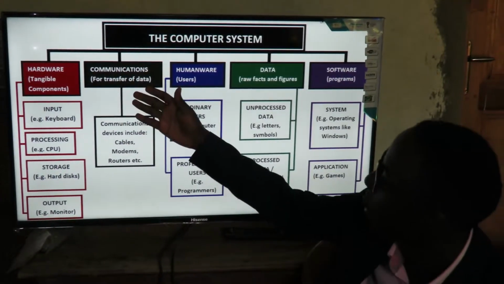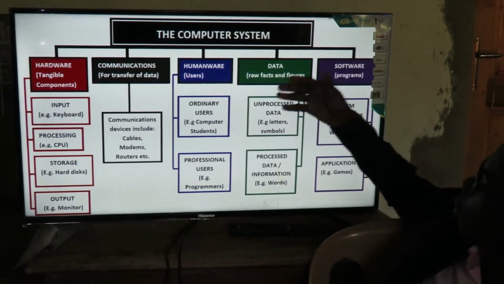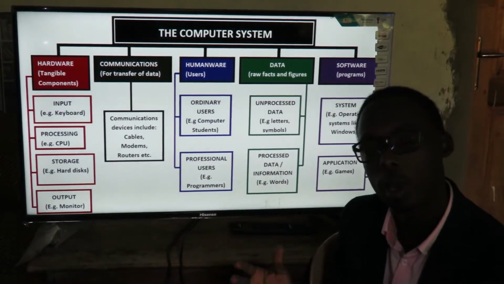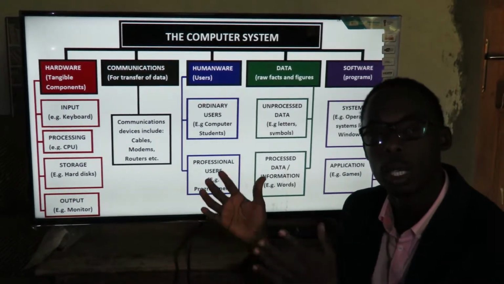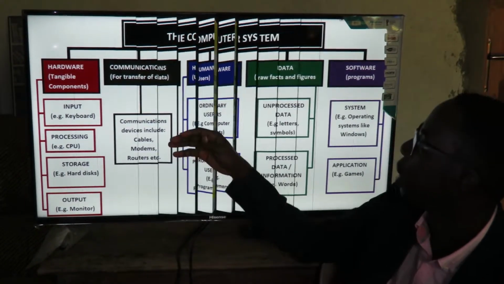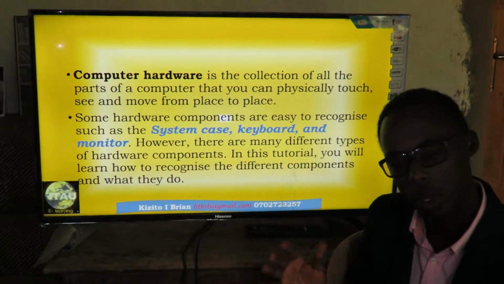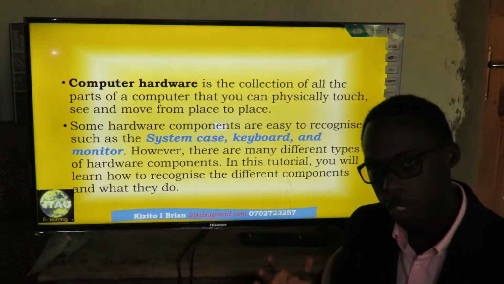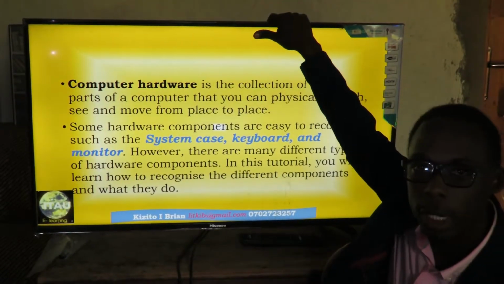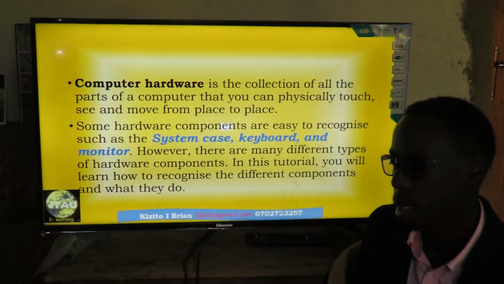We have hardware, communication, humanware, data, and software as the components of a computer system. These all are supposed to come together to help in data processing. Computer hardware is a collection of all parts of a computer that can be touched. For example, a monitor that you can see with your naked eyes.